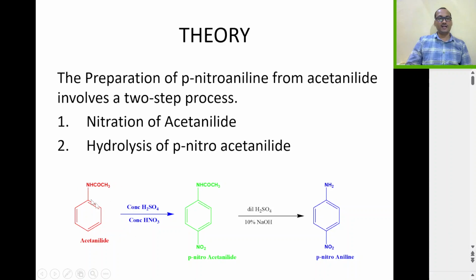So this is acetanilide, we have to react with concentrated sulfuric acid and nitric acid so that the nitration reaction will occur. So again here you will have electrophilic aromatic substitution reaction. Due to the steric factor, the nitro group specifically goes to the para position. So you get para-nitroacetanilide, then you hydrolyze with dilute sulfuric acid and sodium hydroxide. So the amide will be hydrolyzed to give rise to amino group. So you get para-nitroaniline.